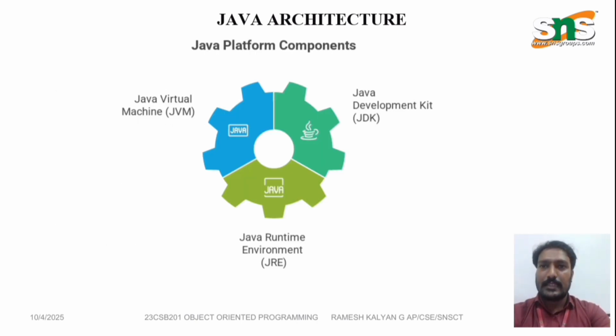This indicates the famous Java platform components. The first one is the Java virtual machine, JVM. The next one is the Java Development Kit, JDK. And the next one is the Java Runtime Environment, JRE. These three components are called the Java platform components, and they are used most widely. We'll be seeing their purpose and usage in the coming slides.